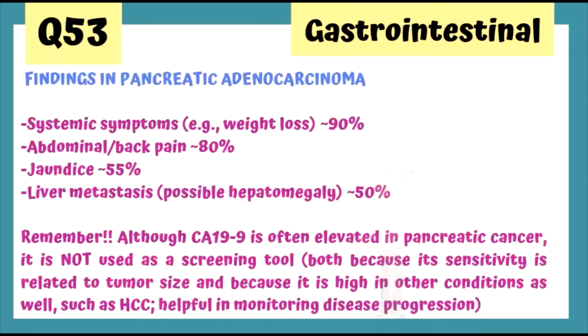And here's a little more about findings in pancreatic adenocarcinoma. Weight loss is seen in 90% of patients, abdominal back pain in 80%, and you could take a look at these other statistics. But remember, although CA19-9 is often elevated in pancreatic cancer, it's not used as a screening tool. It's helpful in monitoring disease progression.